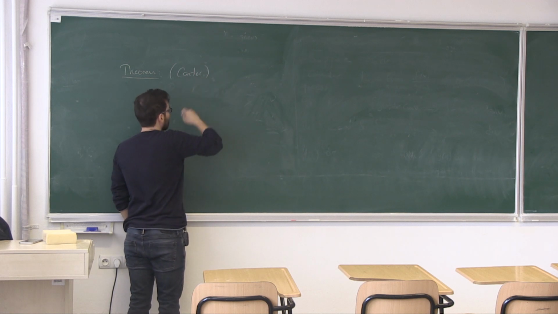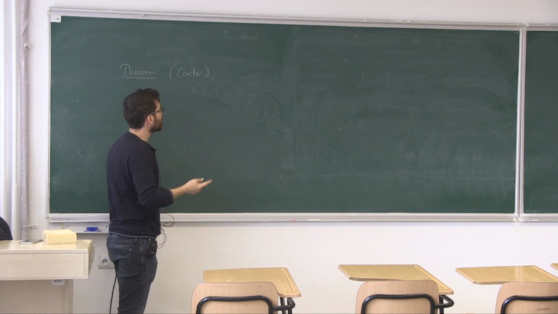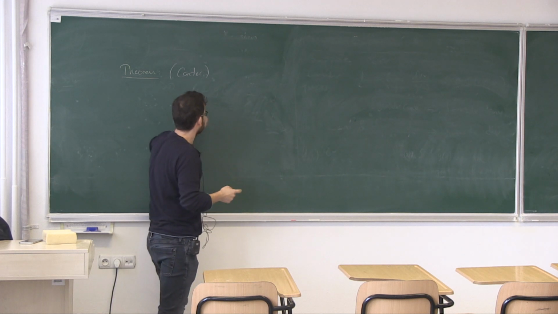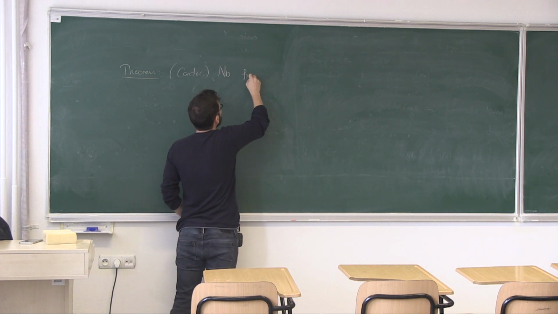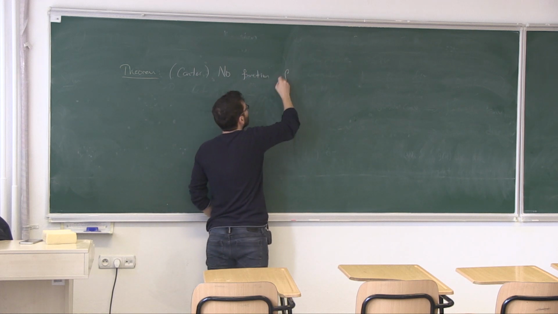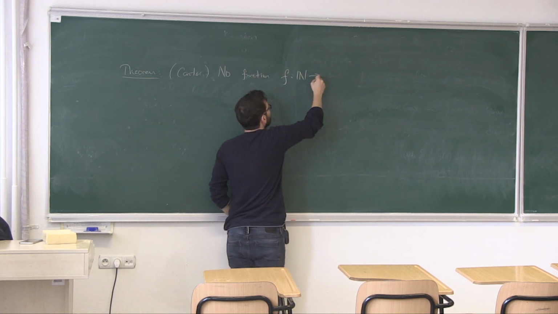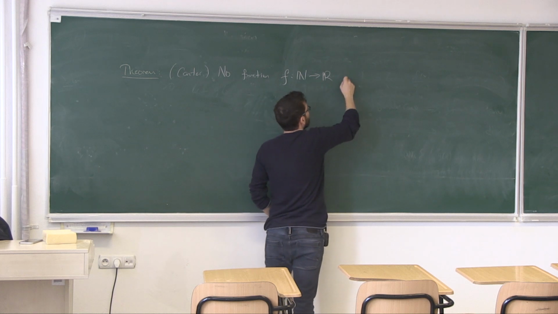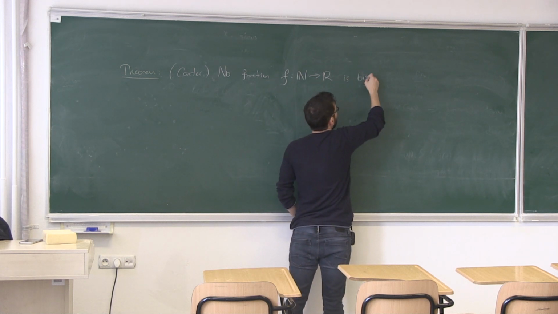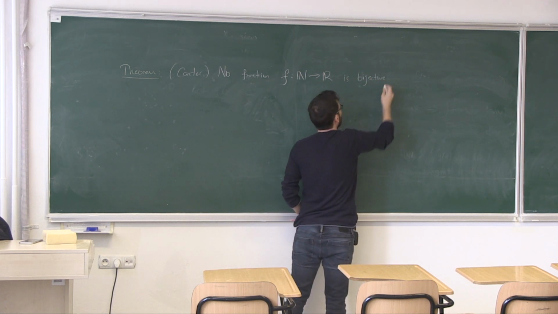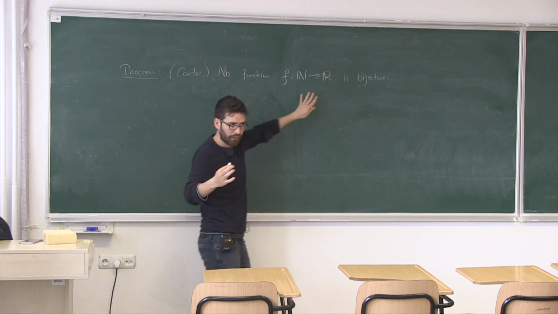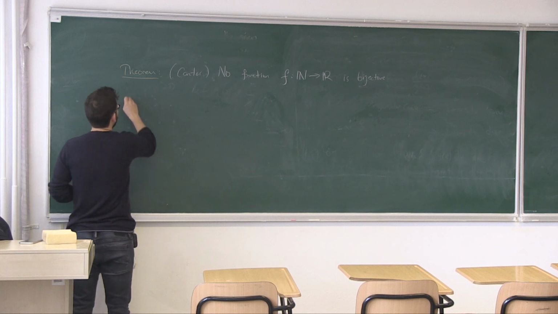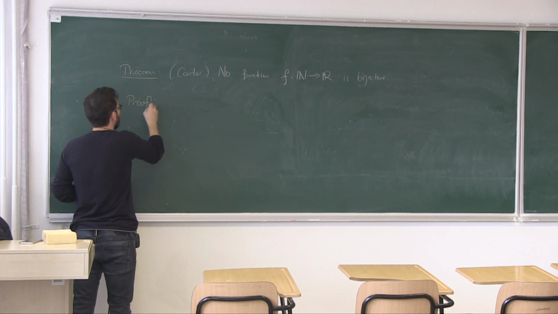Cantor's original diagonal argument was the following, which I'm going to do on the board. No function from natural numbers to real numbers is bijective. Pretend that we constructed real numbers and you know what real numbers are, which we're going to do next week.